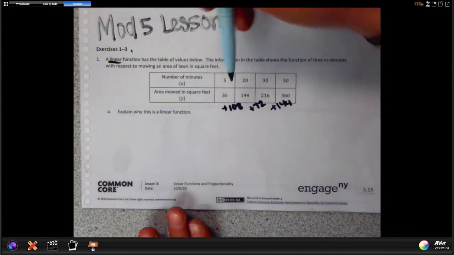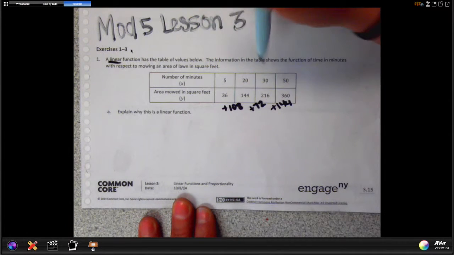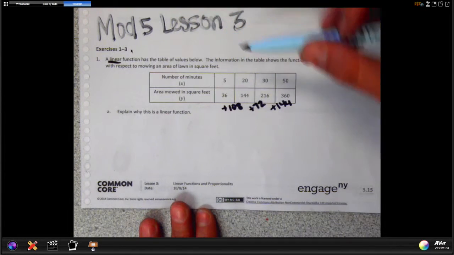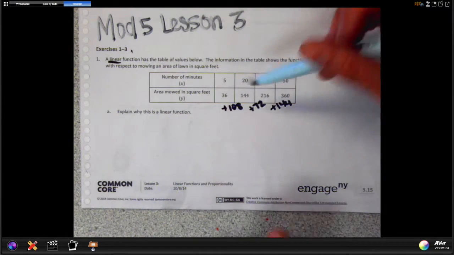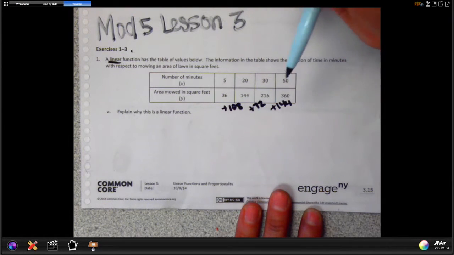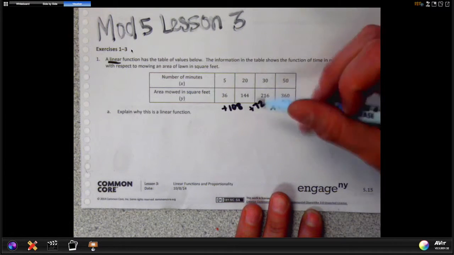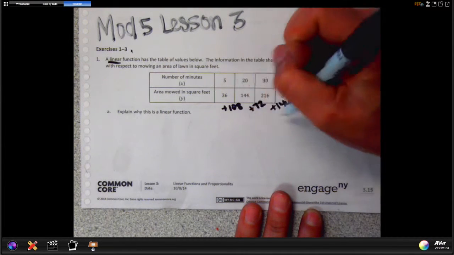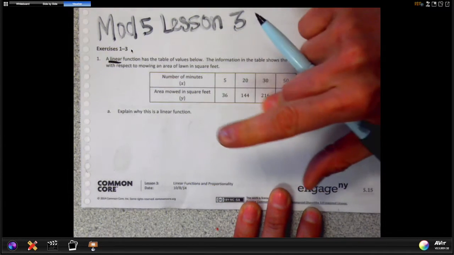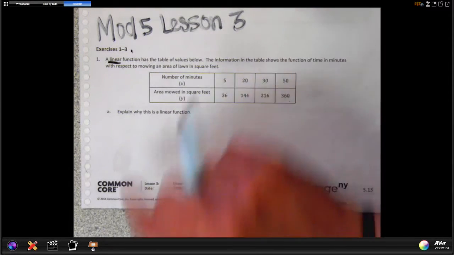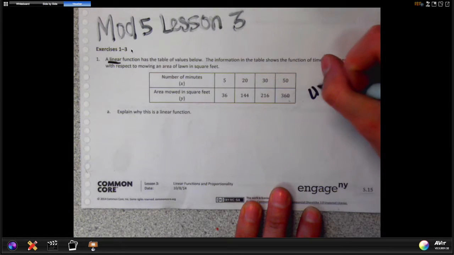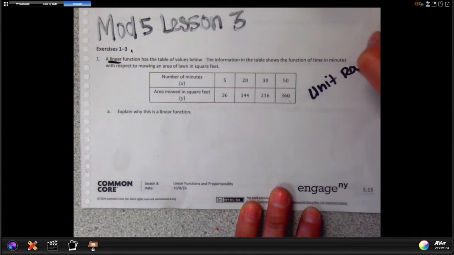The reason is that if you look at the x values, we're no longer going up by the same amount each time. Before this, we had 0, 1, 2, 3, 4. Now it's 5, 20, 30, 50, which means we're not going to be able to use this method. So we would like to find a different way. The first thing says explain why this is a linear function, and we're going to use something called the unit rate to show that this is linear.